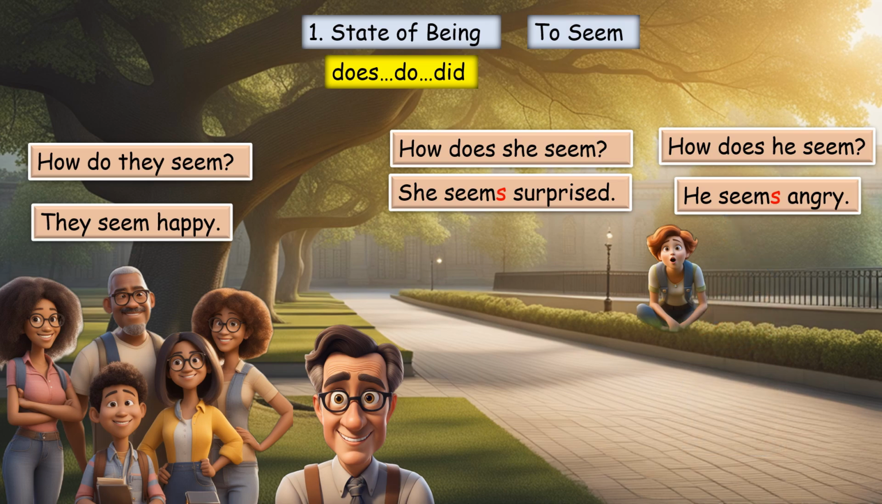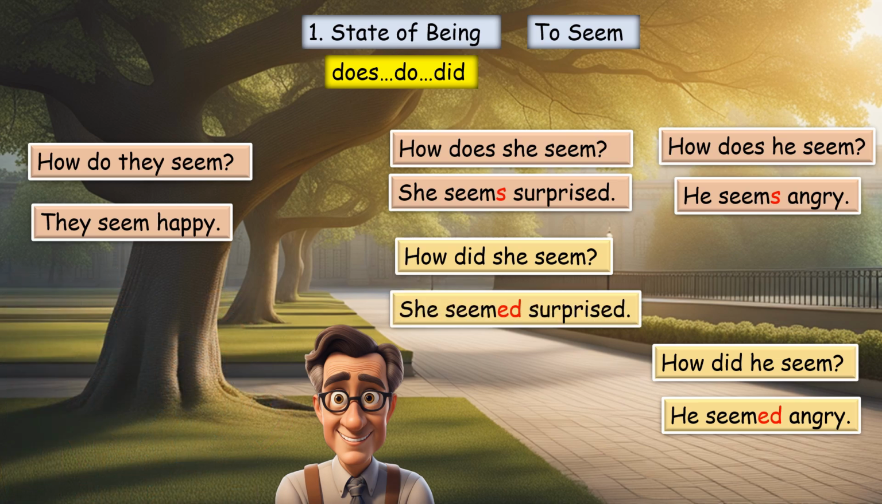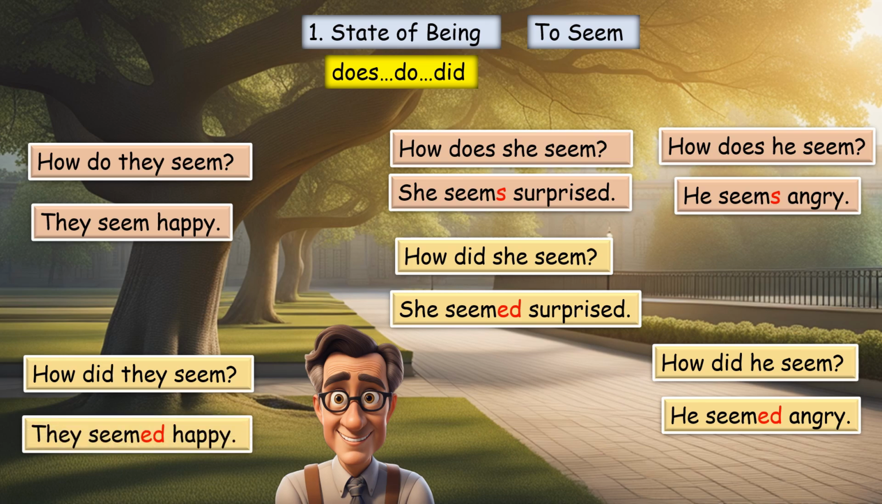Now the same questions and answers in past tense. Note the verb to seem is a regular verb, which means that you add a final ed to the verb. How did he seem? He seemed angry. How did she seem? She seemed surprised. How did they seem? They seemed happy.